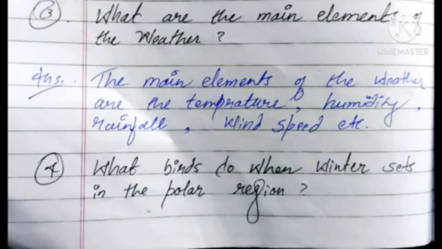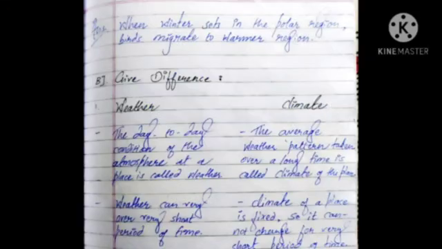Third question is what are the main elements of the weather, and the answer is the main elements of the weather are temperature, humidity, rainfall, wind speed, etc. Fourth question is what do birds do when winter sets in the polar region, and the answer is when winter sets in the polar region, birds migrate to warmer regions.